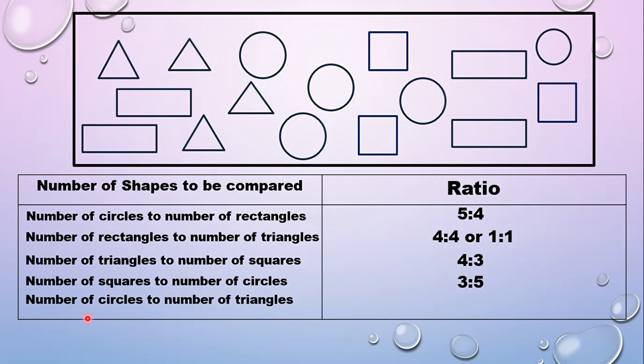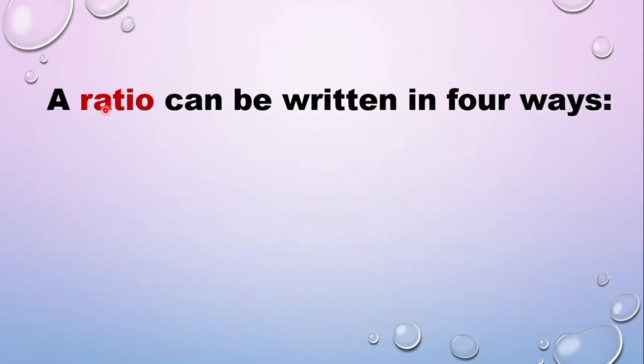Number of circles to number of triangles. The number of circles is 5. The number of triangles is 4. So that is 5:4.